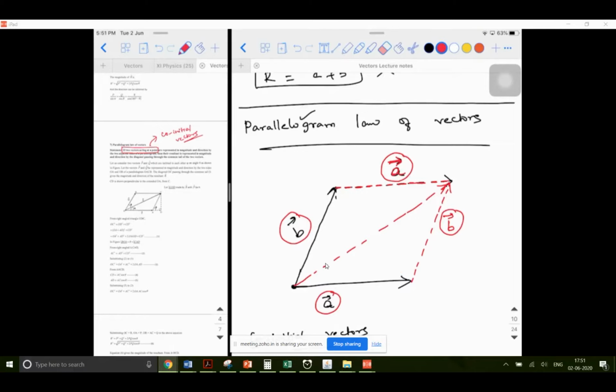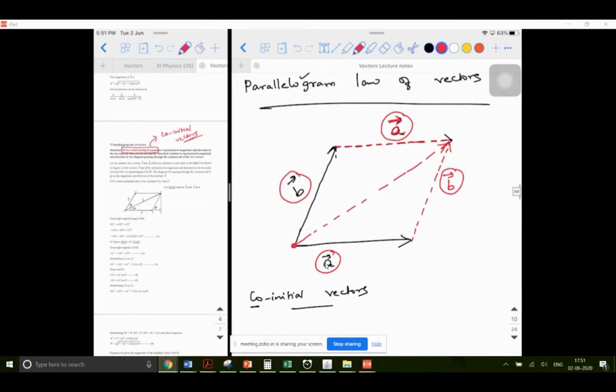And which diagonal will you choose? The diagonal which is starting from the common tail. This is the diagonal we are supposed to consider. You should not take the other diagonal into consideration. Then this is what is called the resultant vector.